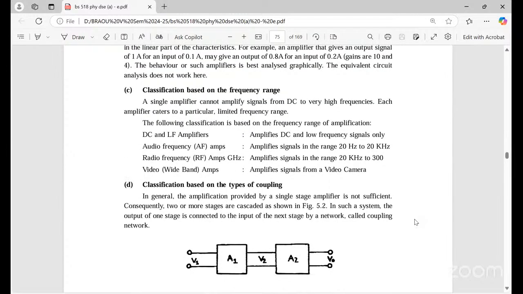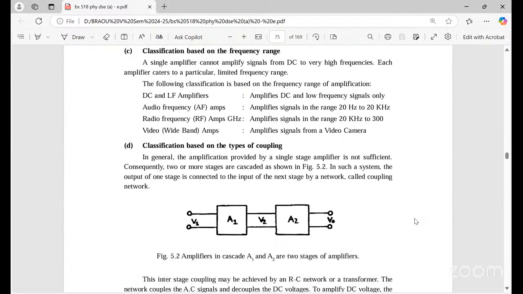Classification based on the frequency range. A single amplifier cannot amplify signals from direct current, DC, to very high frequencies. So each amplifier caters to a particular limited frequency range. Classification by frequency range of amplification: DC to LF, that amplifies DC and low frequency signals only. Next, audio frequency, that is 20 to 20 kilohertz. Radio frequency, 20 kilohertz to 300. Video, with a very wide bandwidth, that amplifies signals from a video camera.